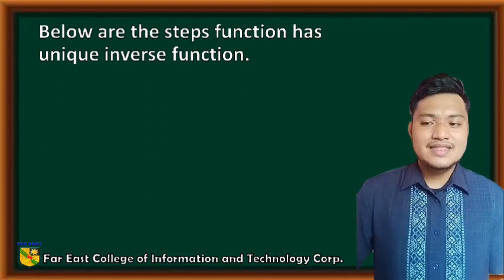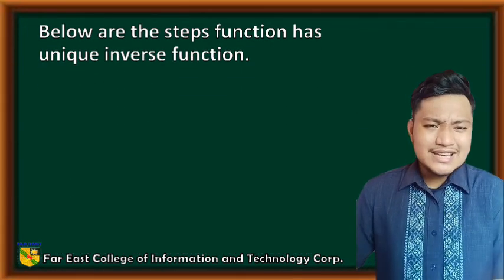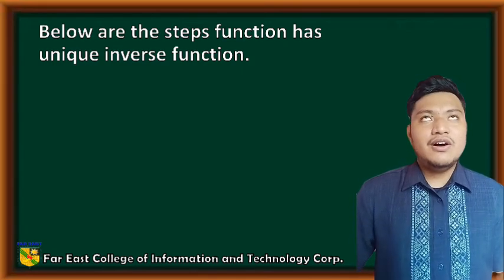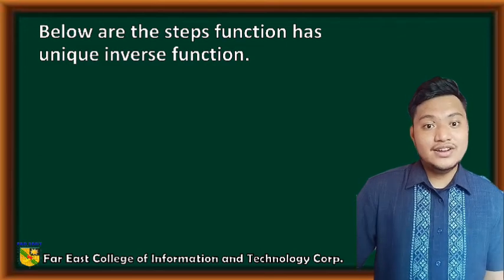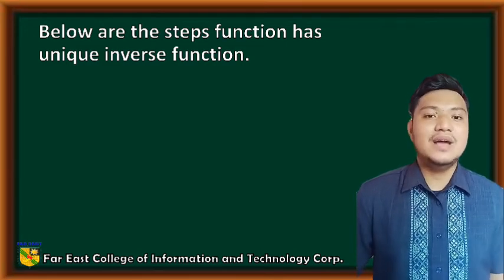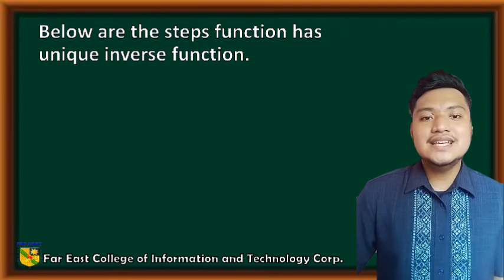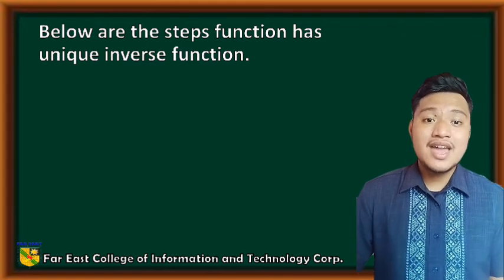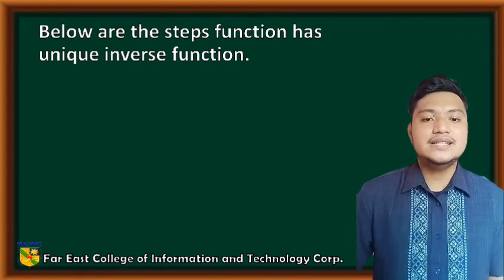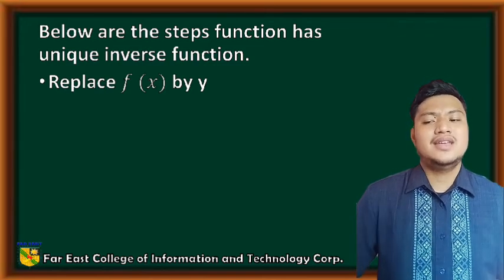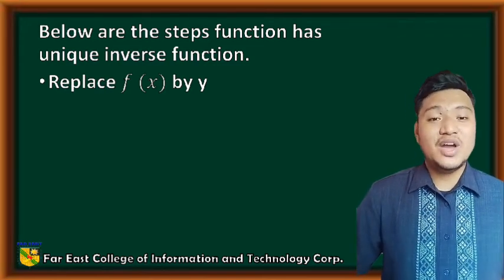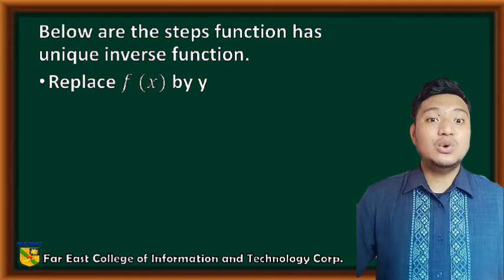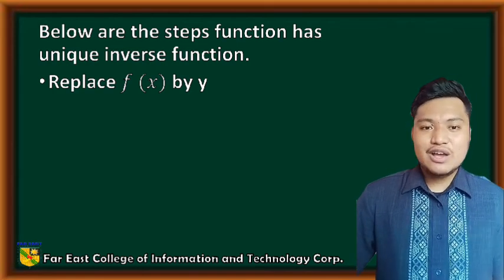Okay? Next, below are the steps for a function that has a unique inverse function. This time, we already discussed how to inverse the ordered pairs as well as a table of values, so now, how to get an inverse function using the equation. These are the step-by-step procedure. Number 1, replace the f of x with y. Isn't it that f of x is equal to y? So take note of that.